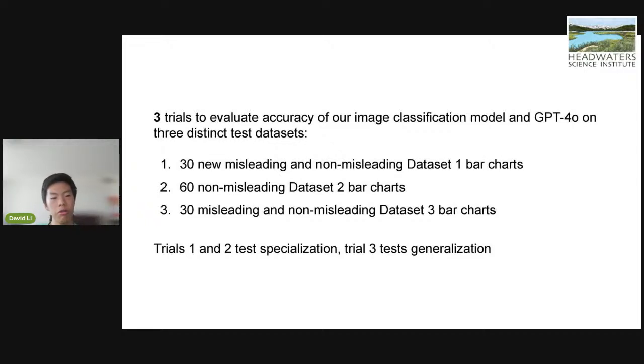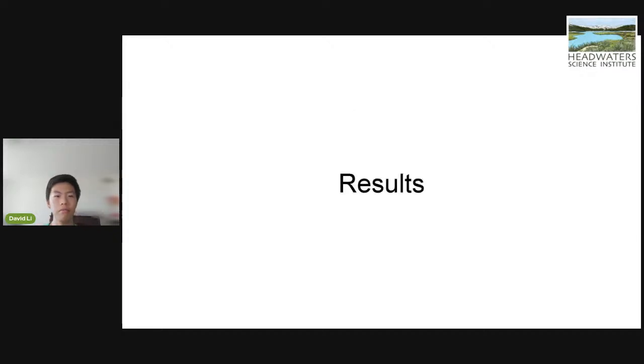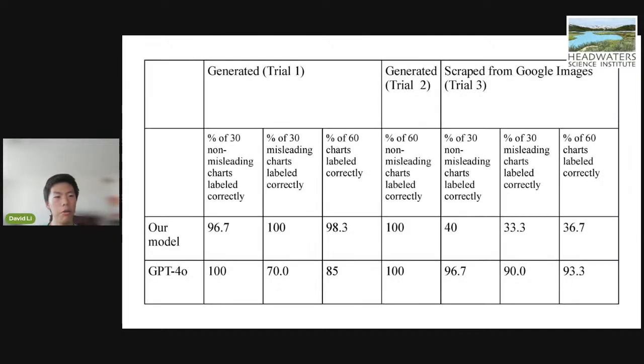The first 2 trials would test the ability for our model to perform in its specialized field, and the third trial would test its ability in the generalized task. Now, here are our results. We found that our model performed exceptionally in the first trial, a lot better than GPT-4o in labeling misleading bar charts correctly. They performed both perfectly in the second trial, and GPT-4o far outclassed our model in the third trial, with our model performing worse than just a coin flip.